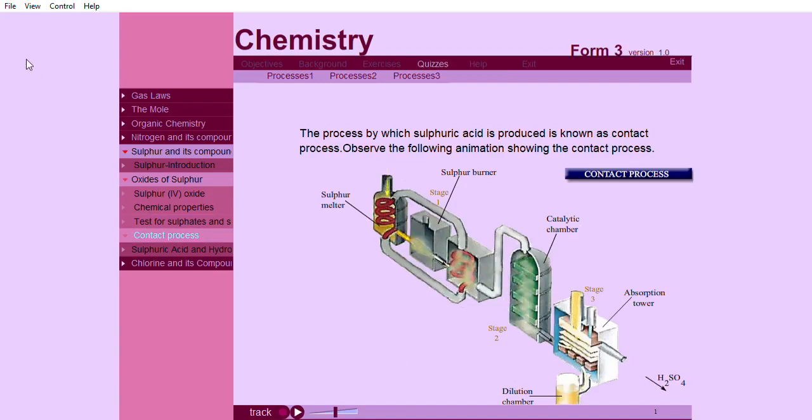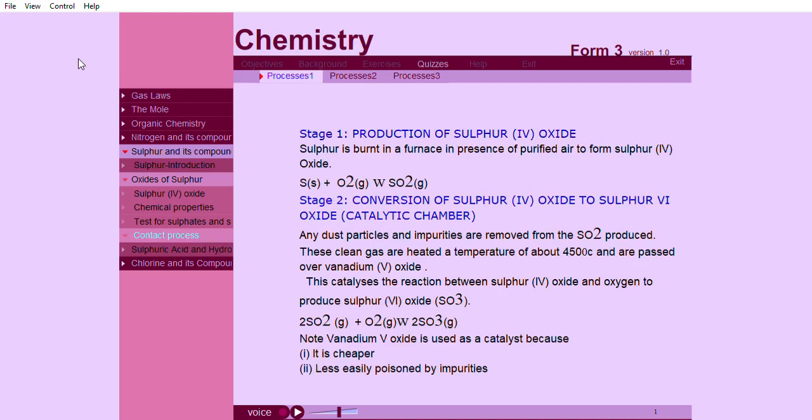The process by which sulfuric acid is produced is known as the contact process. Stage 1: Production of sulfur(IV) oxide. Sulfur is burnt in a furnace in the presence of purified air to form sulfur(IV) oxide.